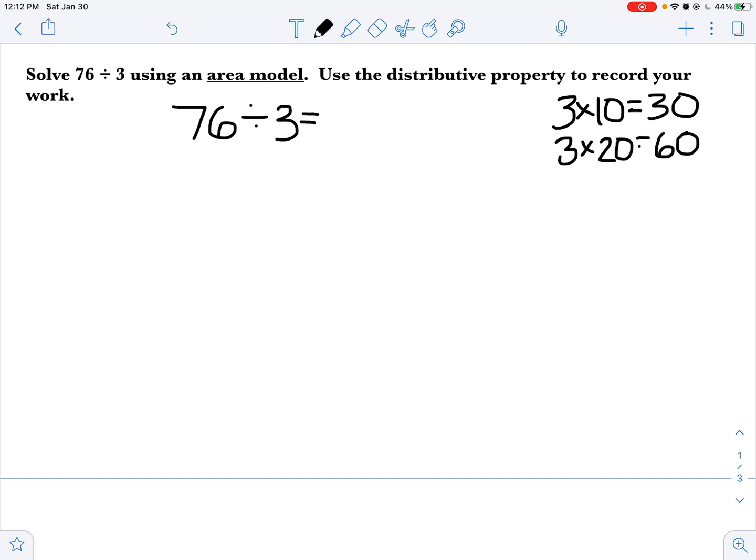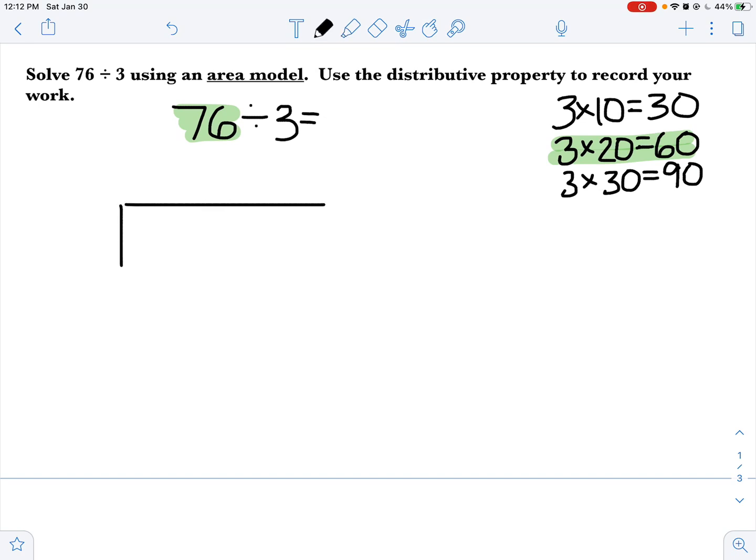3 times 20 would get me 60. 3 times 30 would get me 90. So which one is going to get us as close to our 76 as possible without going over? That's going to be this one right here. So I strongly suggest you list those factors. Think about what you know, or those facts, and what might be useful.